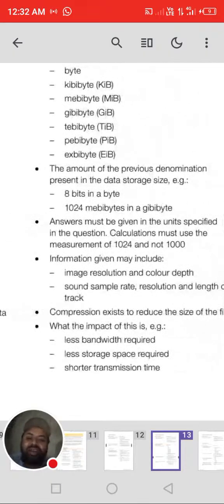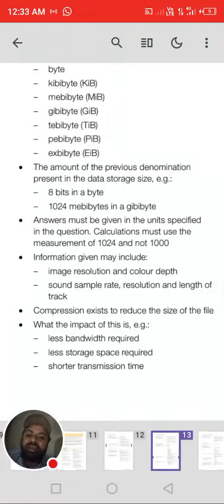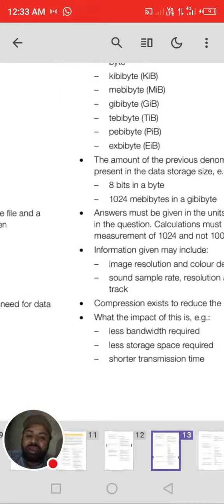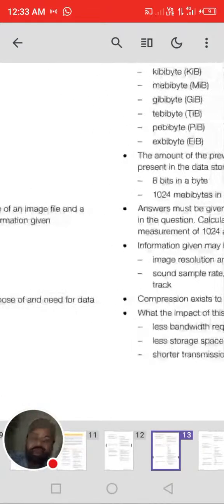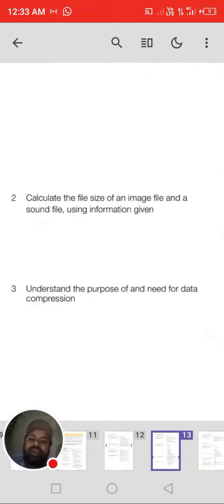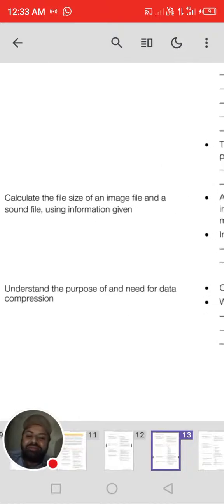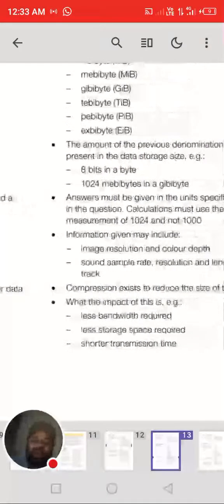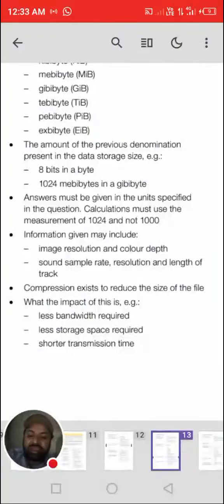The information given may include image resolution and color depth, that is, the number of bits in a color, and for sound, the sample rate, sample resolution, and length of the track, when we are going to store it. Then understand the purpose of and need for data compression. Compression exists to reduce the size of the file.